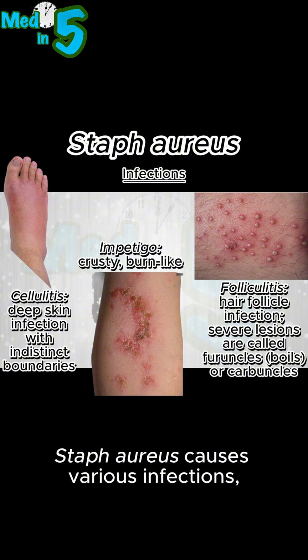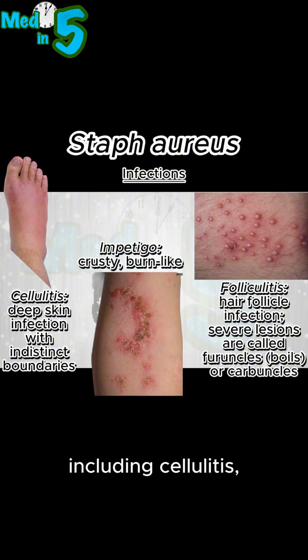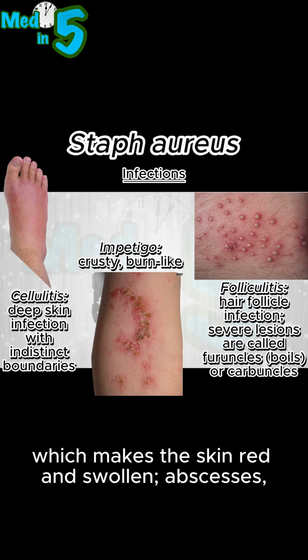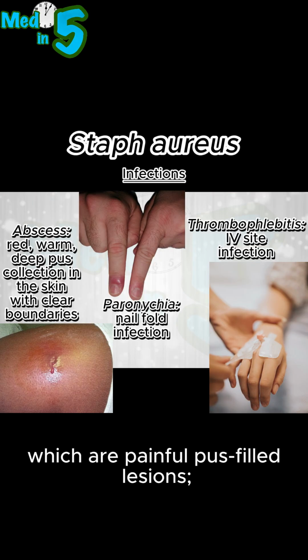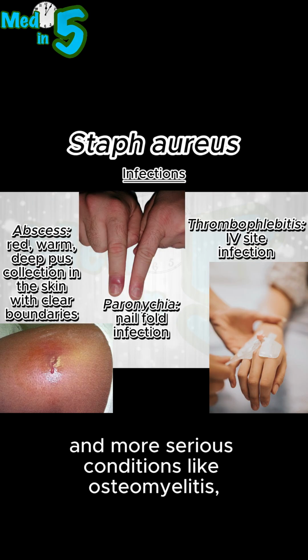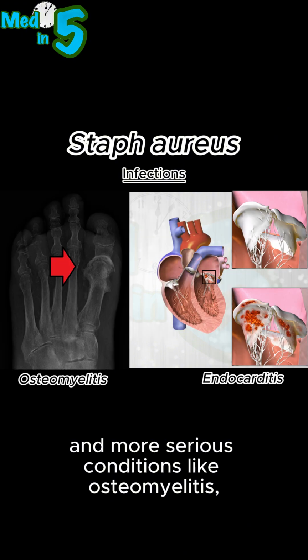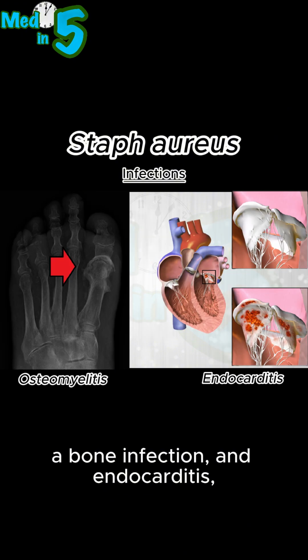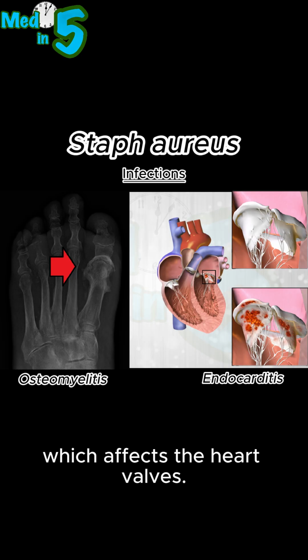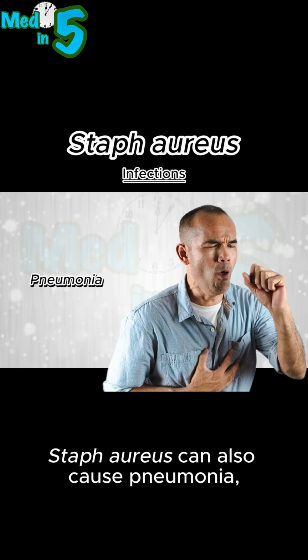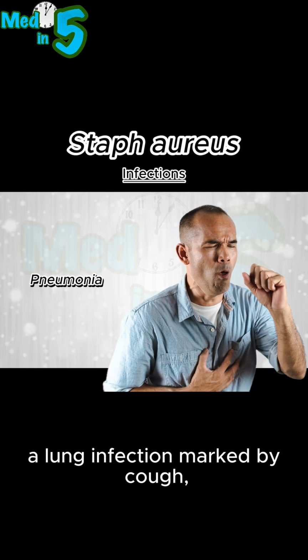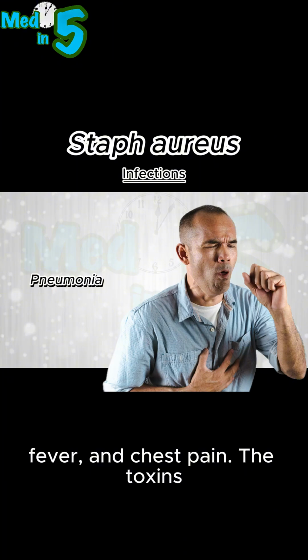pathogens. Staph aureus causes various infections, including cellulitis, which makes the skin red and swollen, abscesses, which are painful pus-filled lesions, and more serious conditions like osteomyelitis, a bone infection, and endocarditis, which affects the heart valves. Staph aureus can also cause pneumonia, a lung infection marked by cough, fever, and chest pain.